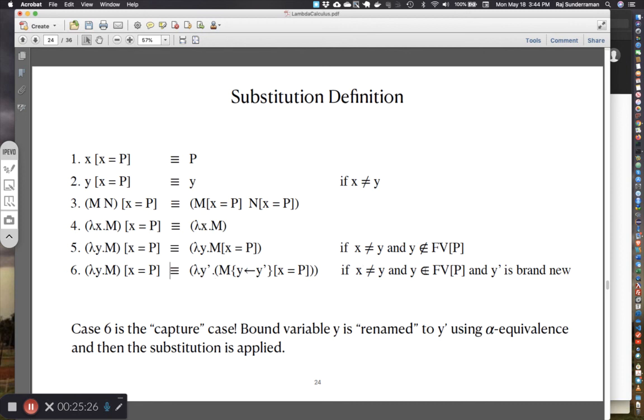And of course the last case is called the capture case, when y, which is the bound variable here, lambda y, belongs to the free variables of p, which is the new value we are replacing x by, okay? That's the danger case. In that case, we do an alpha equivalence first, and then you apply the substitution. Got it? So you can see that we have lambda y prime, and then this whole thing is the alpha equivalence, okay? And then we apply the substitution after that. Actually, in that case, we push the substitution inside and apply it to the new version of m after the alpha equivalence, okay? So that's how we do this substitution. It's a formal definition. We've already seen informally how it works, but this is the formal definition, okay?